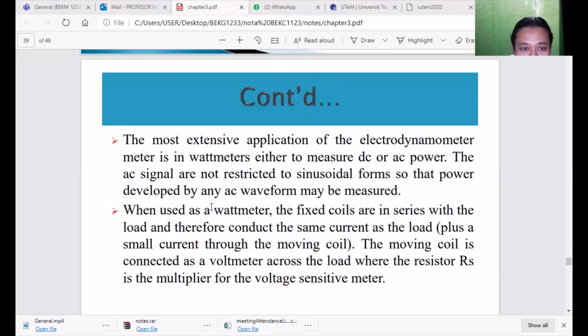So when used as the wattmeter, a field coil is in series with the load and therefore conducts the same current as the load, plus a small current through the moving coil. The moving coil is connected as the voltmeter across the load, where the resistor Rs is the multiplier for the voltage sensitive meter.